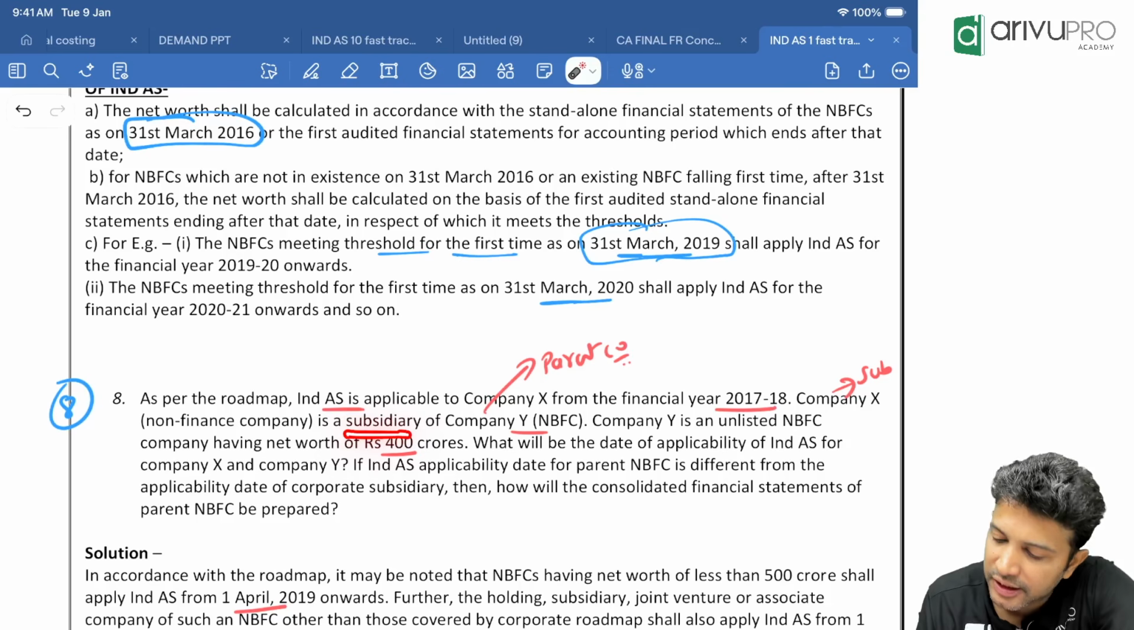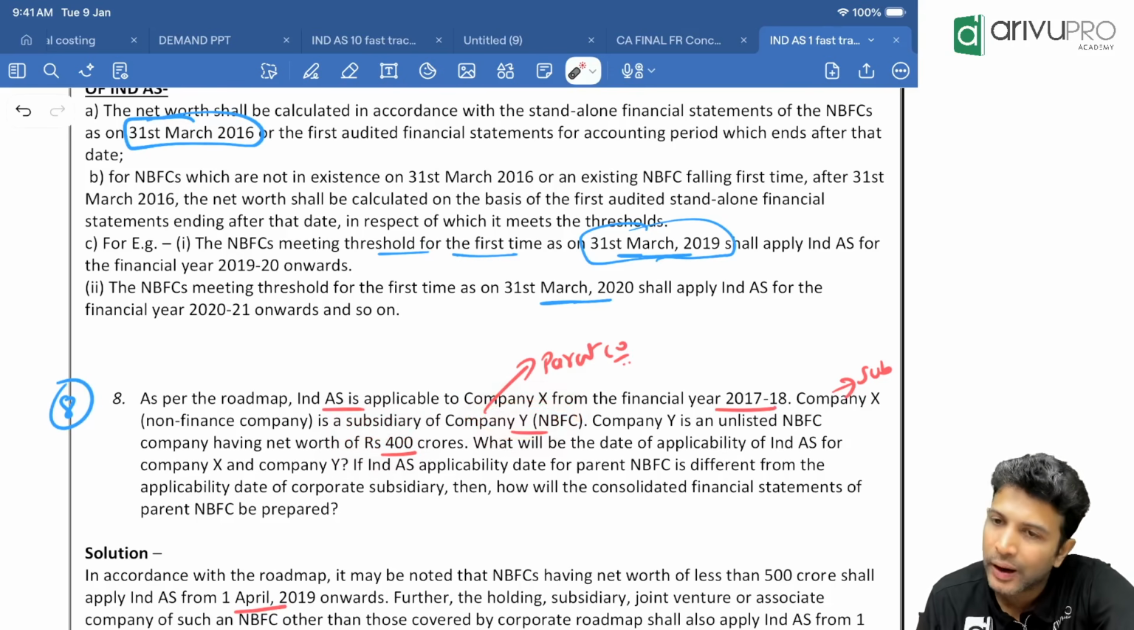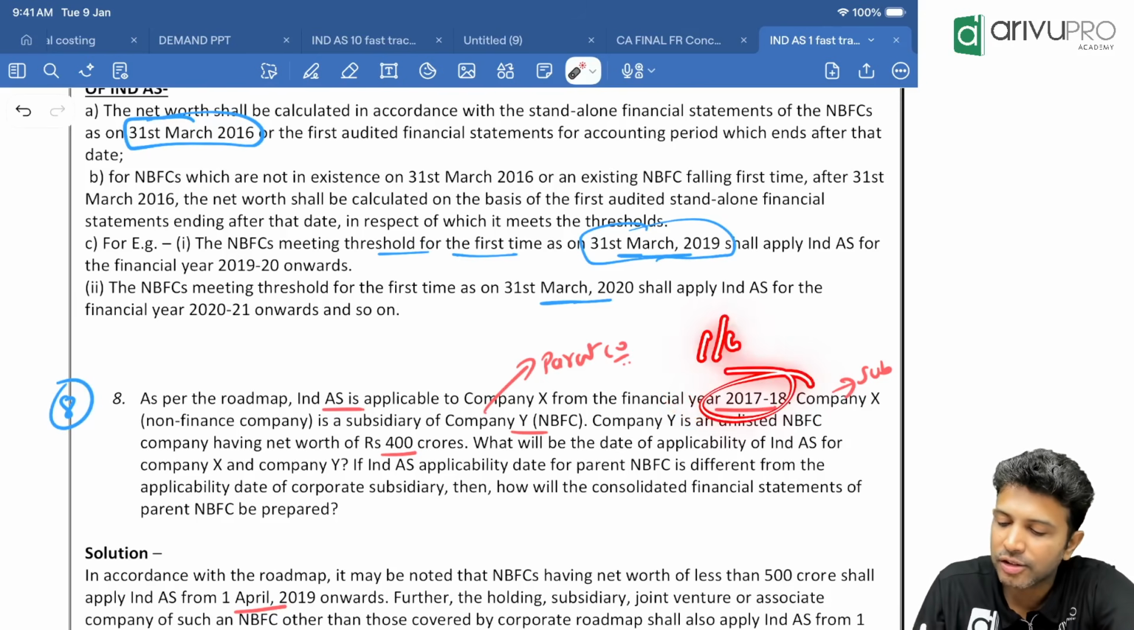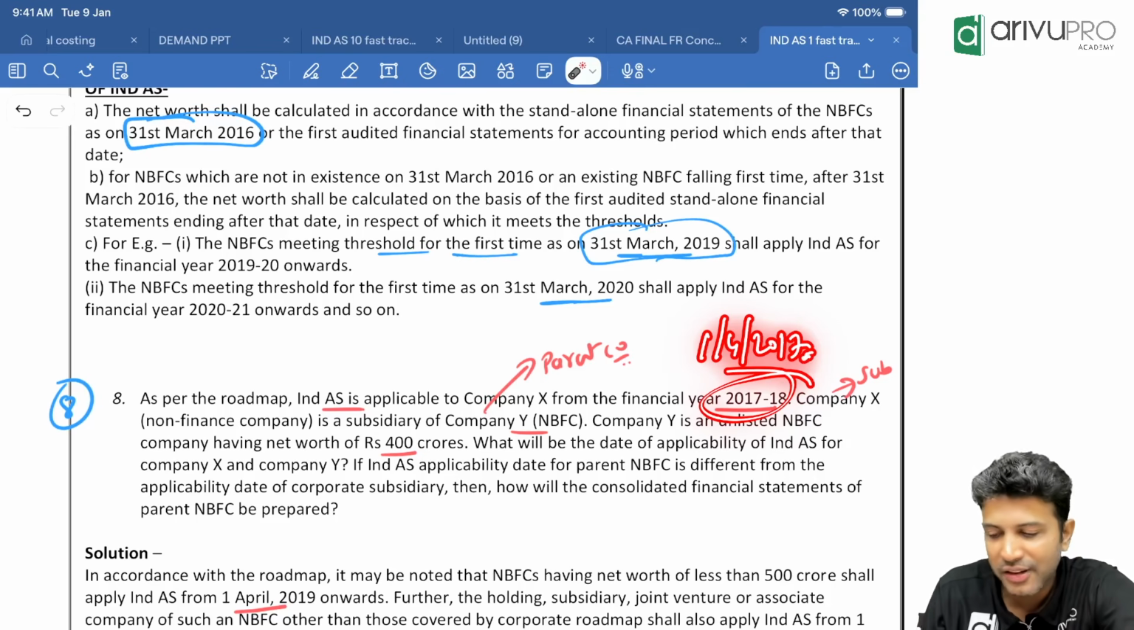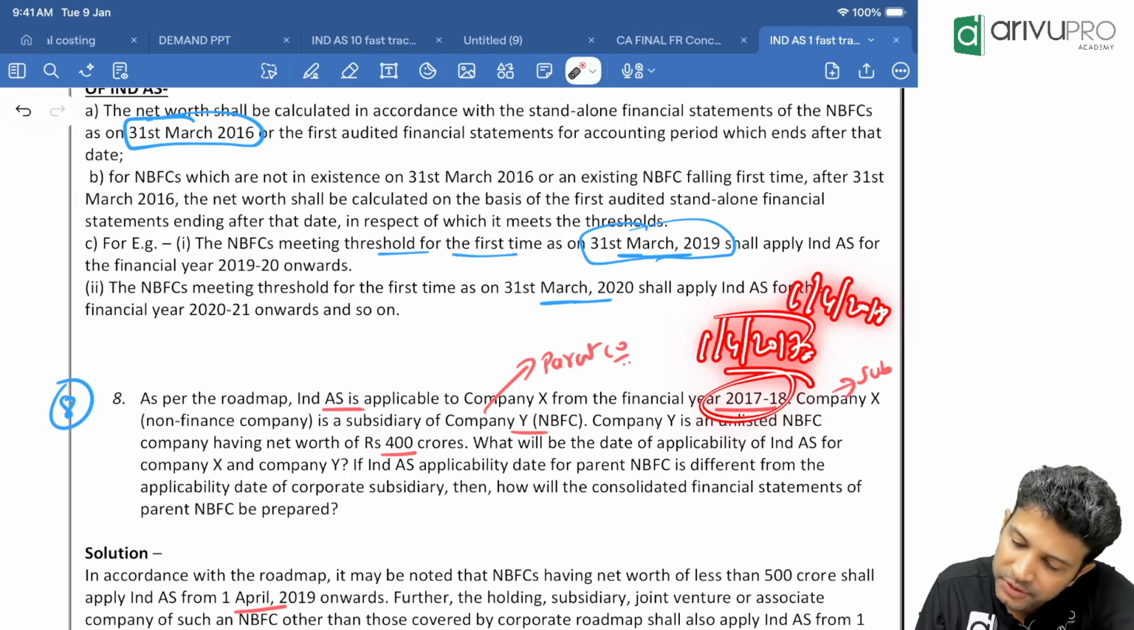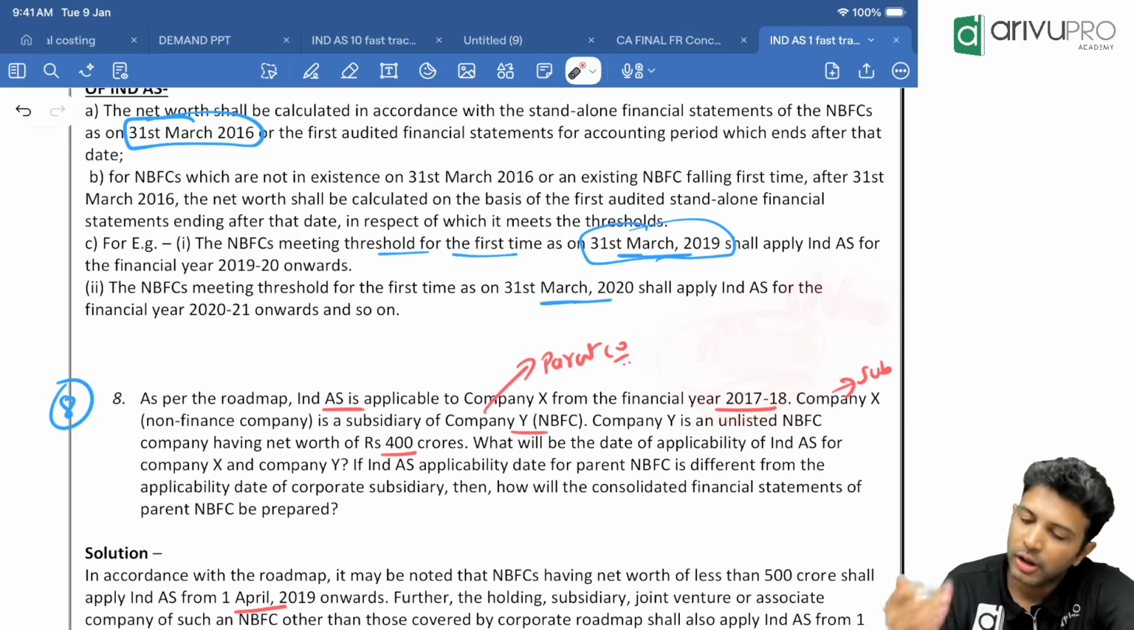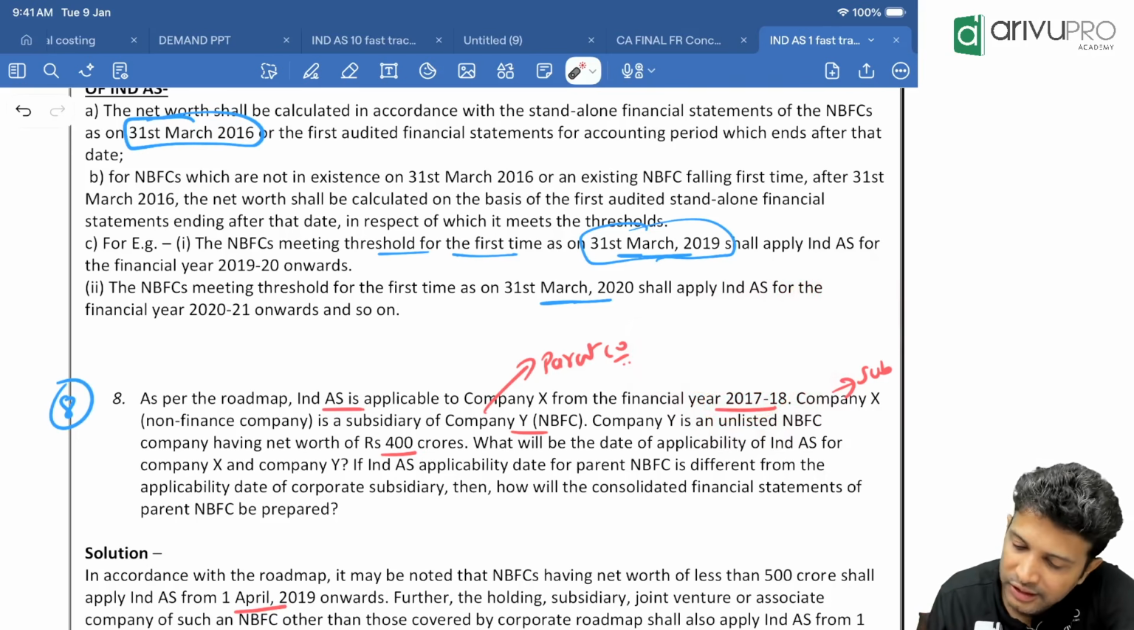Company X is a subsidiary of company Y. But Y is what? NBFC. So the parent is an NBFC, the subsidiary is a normal company. And subsidiary Ind AS is applicable from what year? 17-18. That means from 1st April 2017 onwards. This is the problem. Why? NBFC will apply Ind AS for the first time only from 1st April 2018. Right? But the subsidiary is already applying Ind AS from 2017 itself. Okay, what are they asking?